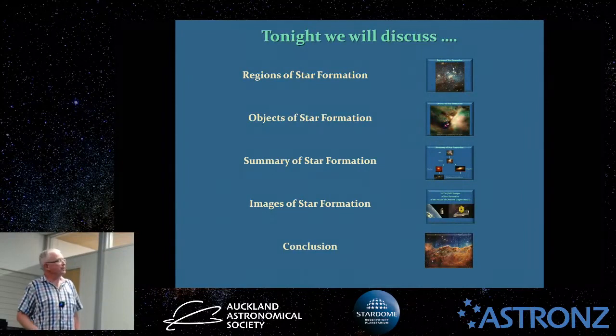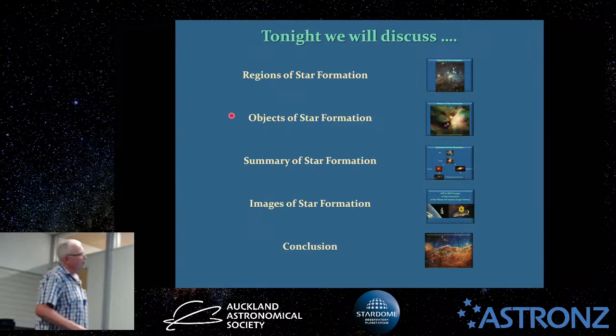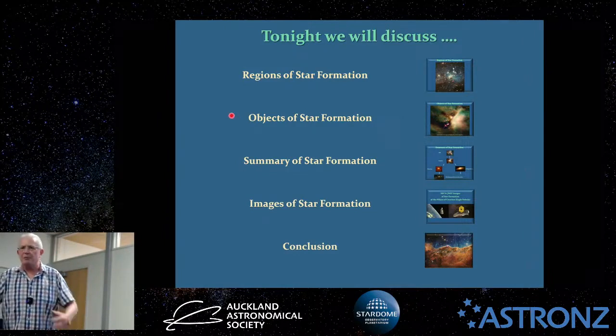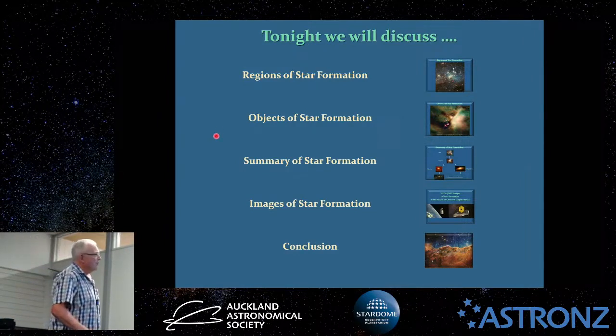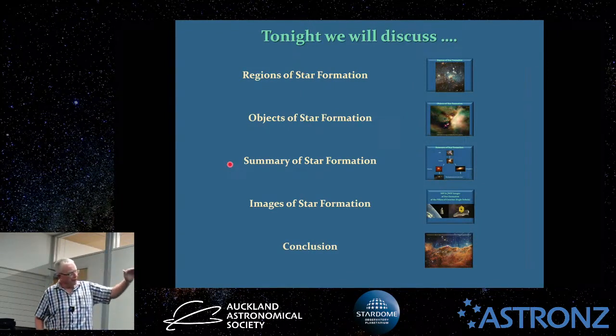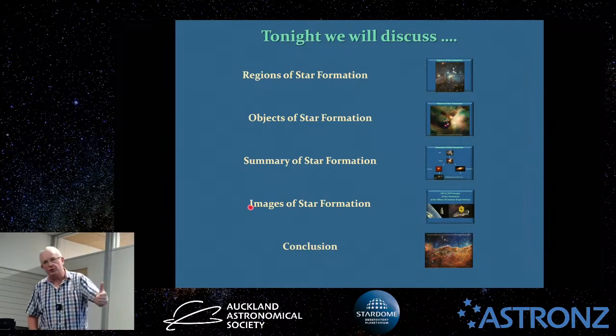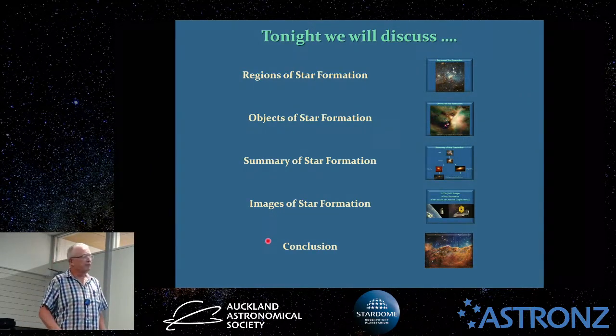So I've split it up into these chapters. Regions of star formation, because if we're going to be studying them, we want to know where to look and where to find them. The objects of star formation, that's going to be the main thrust of the talk. What sort of objects make up these infant stars? There's a lot of information to take on board with objects, so I've then got a nice flow diagram which we'll work through, summing it all up. Then we'll have a look at some images of star formation and how new telescopes are helping, and then we'll finally tidy up with a brief conclusion of what you've learned.